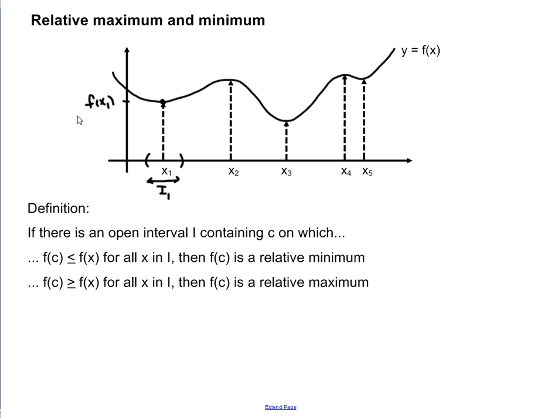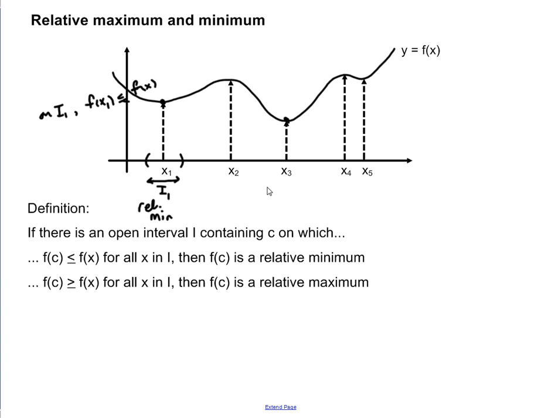So in the vicinity of that interval I1, f of x1 is less than or equal to all the other values of f of x near it. Therefore, this represents a relative minimum by the definition below. Right? Where are some of the other relative minimums? Well, there's one right here at x3.